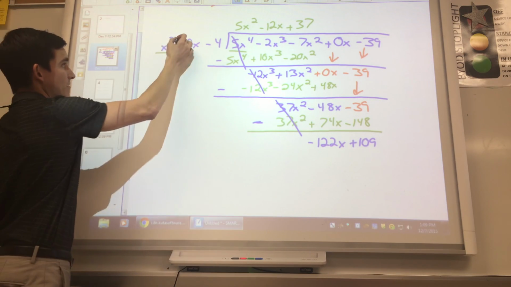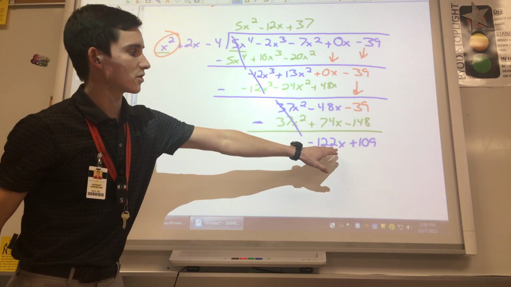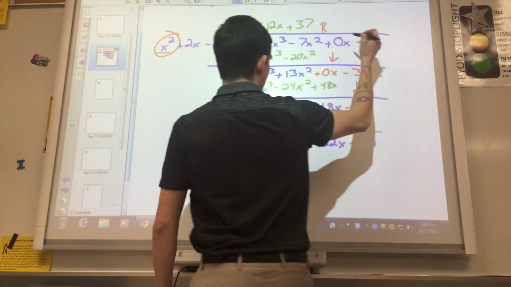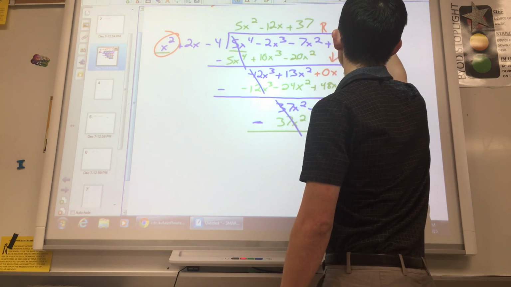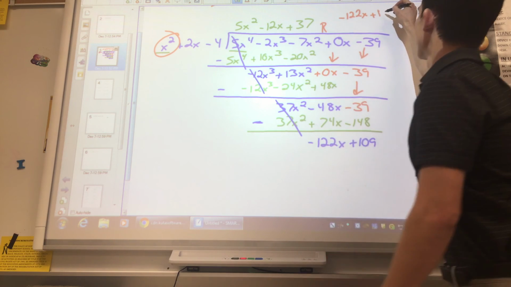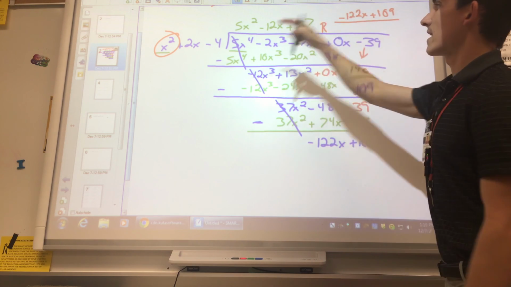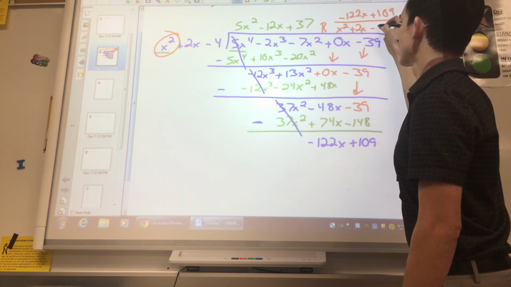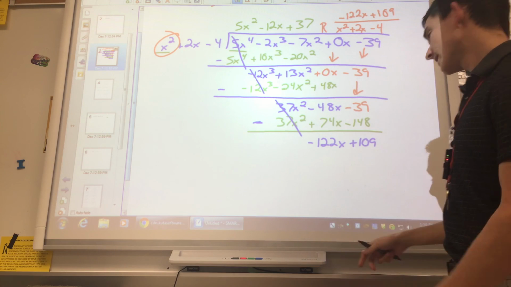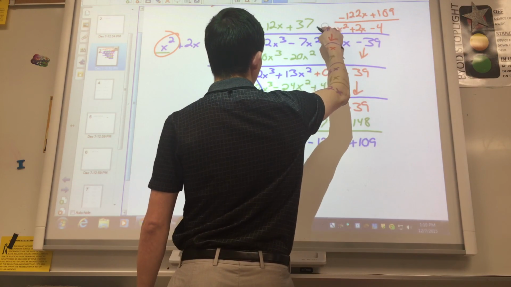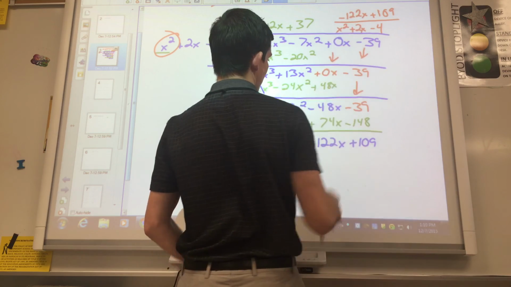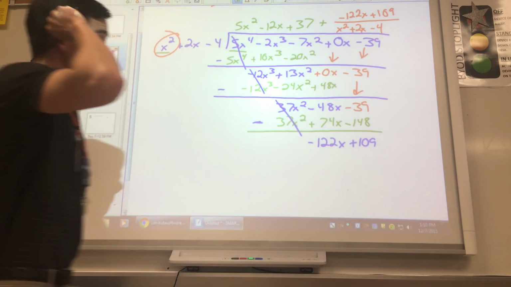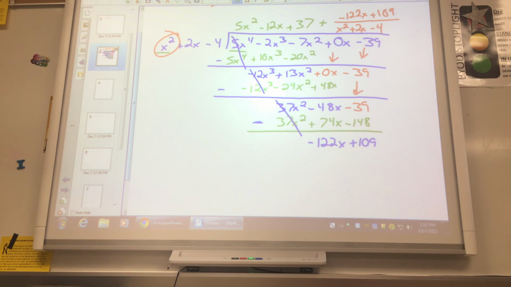Now here's a stopping point. Notice that I can't divide by an x squared. x squared does not go into x anymore. So I'm done at that point. My remainder is going to be negative 122x plus 109 divided by that whole thing over there, x squared plus 2x minus 4. You could write it like that. Again, I told you that you could also get rid of that and just put a plus there if you wanted. That's the answer. That's a long answer.